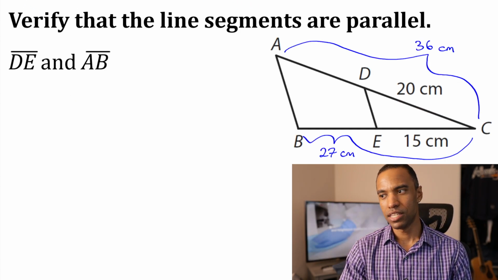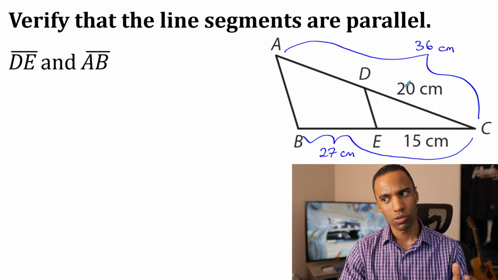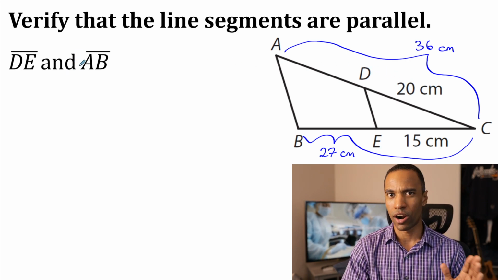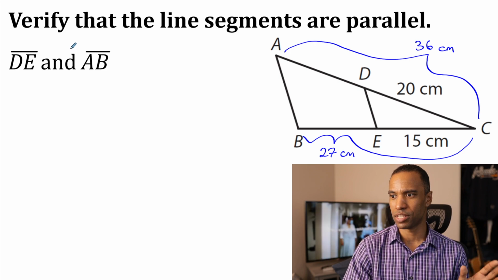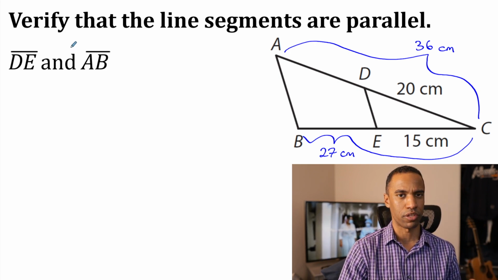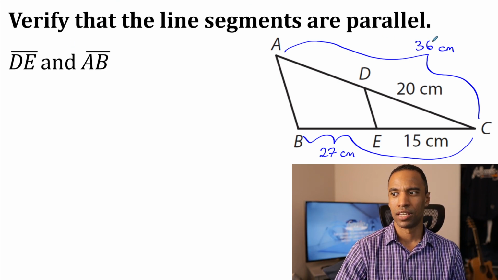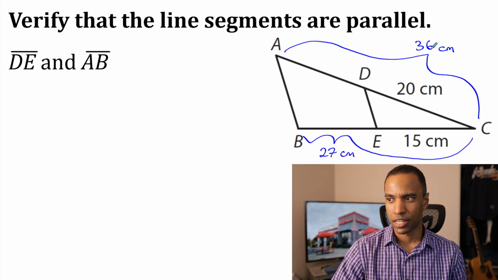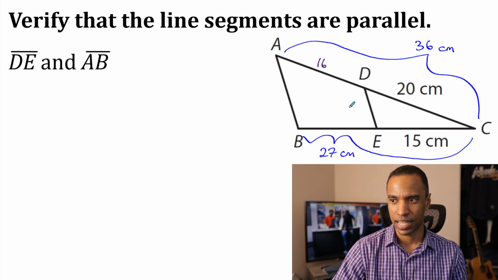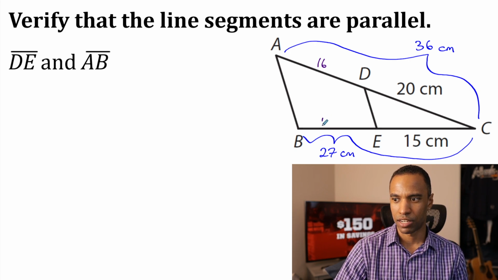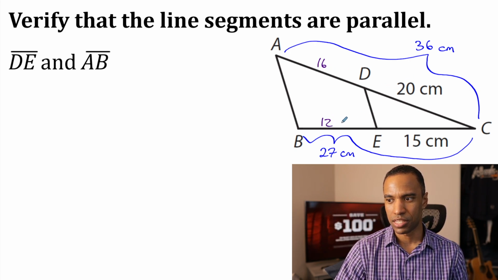Now this one, guys, this is where you have the whole side, and argumentatively, I think it would actually take more time to use the side splitter theorem to figure it out. Like, as in saying, hey, what's this side length here? I have to do 36 minus 20, and that's 16. And I have to do 27 minus 15, that's 12. And now let's use these things.